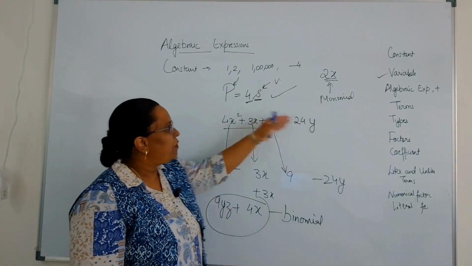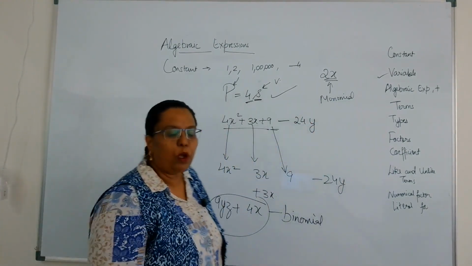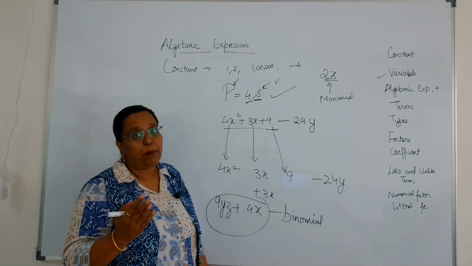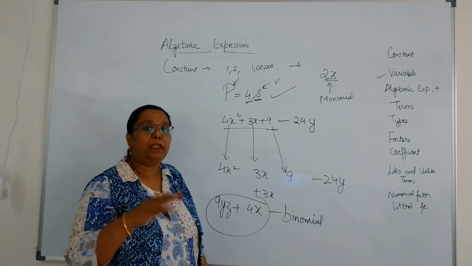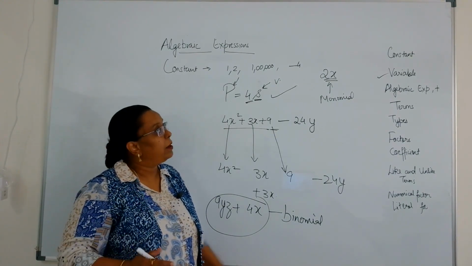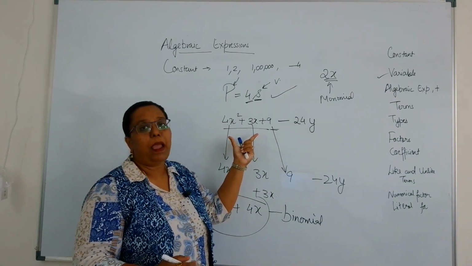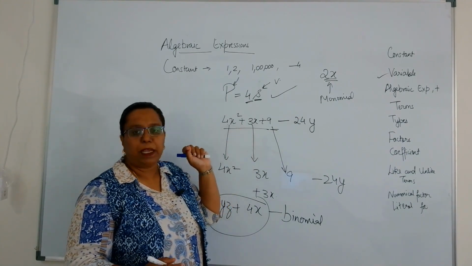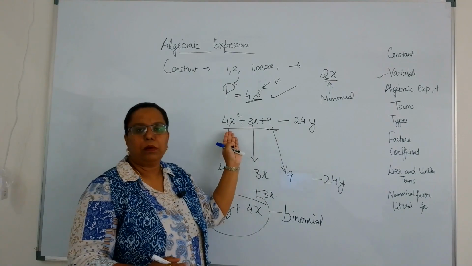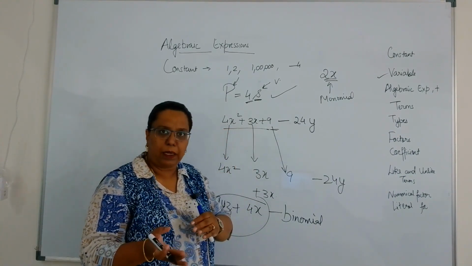Fine. So we have many types of algebraic expression. Again, constants are something whose value does not change. Variables take up various values. That is why they are known as variables. They vary, right? And a combination of constants and variables is an algebraic expression. Then terms. The various terms of an algebraic expression are separated by plus and minus.